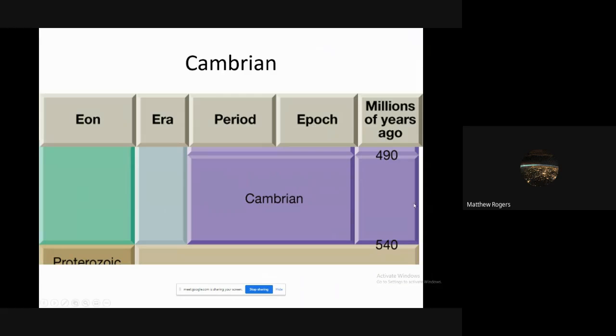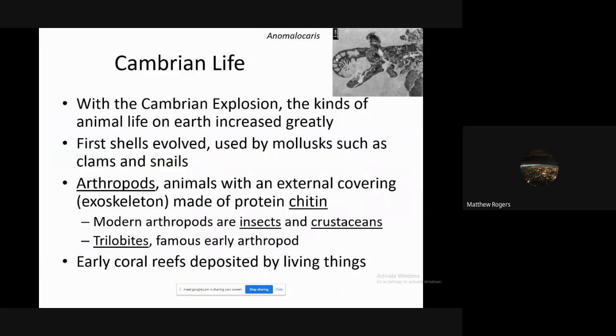So it's from 540 million to 490, so 50 million years. The Cambrian explosion happened in the first chunk here, but realistically it's a unique time period where life is just flourishing. Okay, we have animal life greatly increasing. We're seeing the first shells. We're seeing the first arthropods that have an external exoskeleton on them.